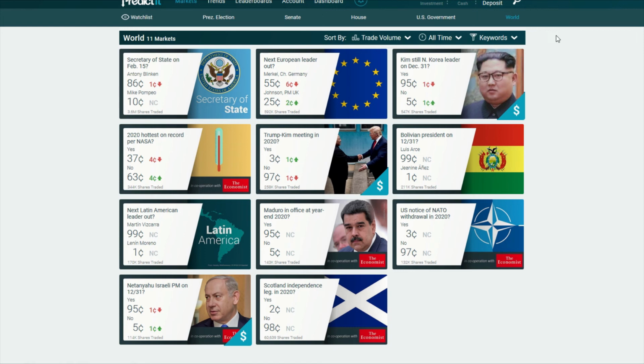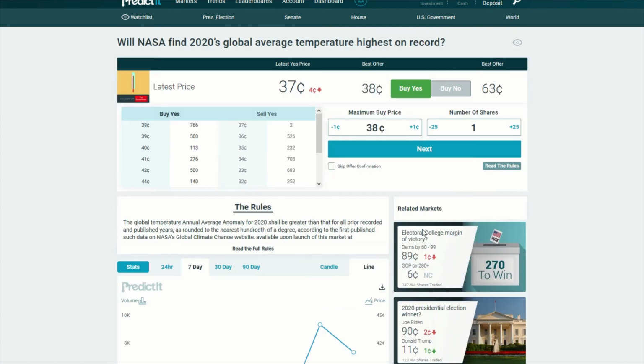So guys, we are here now in the World tab, where you get to see the bets that are available to you in the context of the world, not just the US. So let us look at this: 2020 hottest on record per NASA. Let us click on that. You could bet as simply as this: do you think 2020 would be termed as the hottest year on record? And here you get to see the bets that are available.